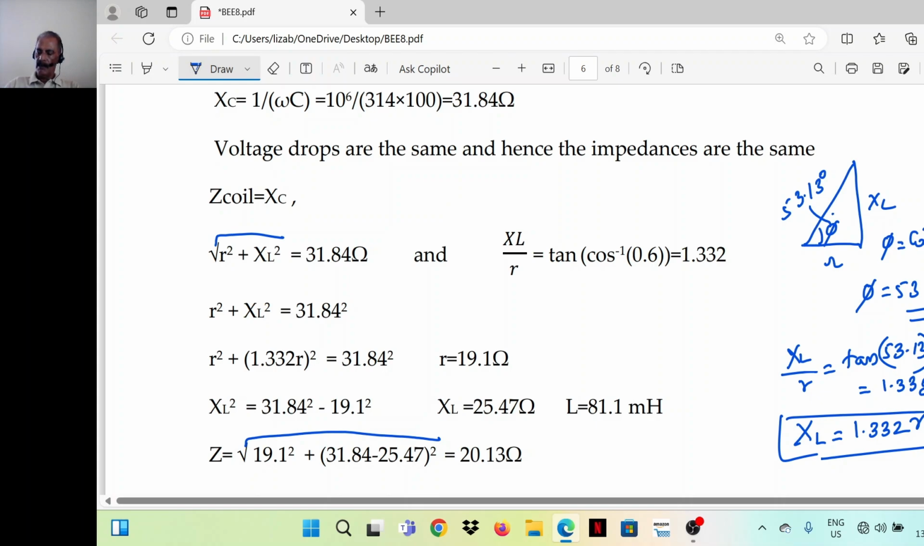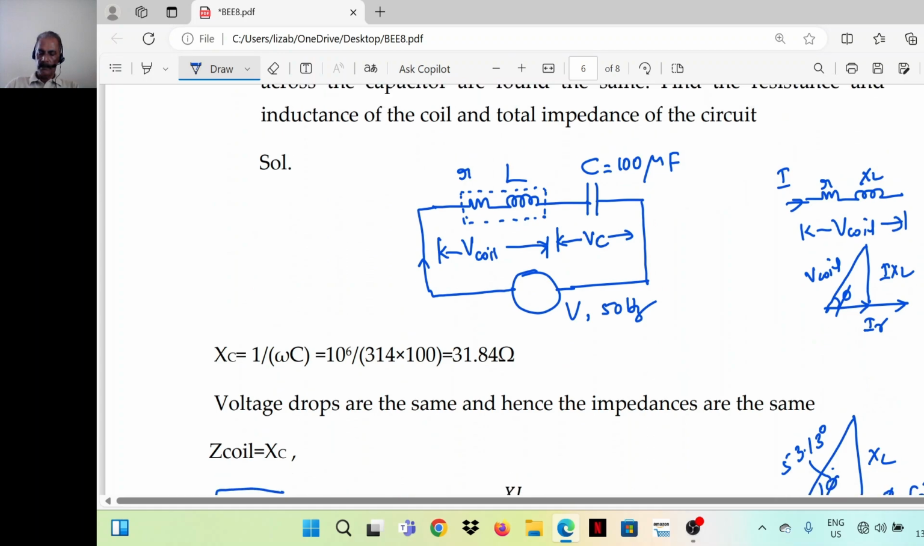Also, now the capacitor value is given, that is 100 microfarad. You can find the capacitive reactance, that is 1 by 2 pi fC or 1 by omega C. You will get it as 31.84 ohm. So the capacitive reactance is 31.84 ohm. So from the given data, the voltage across the coil is the voltage across the capacitor, and it's a series circuit. The same current is passing through the choke coil as well as the capacitor.